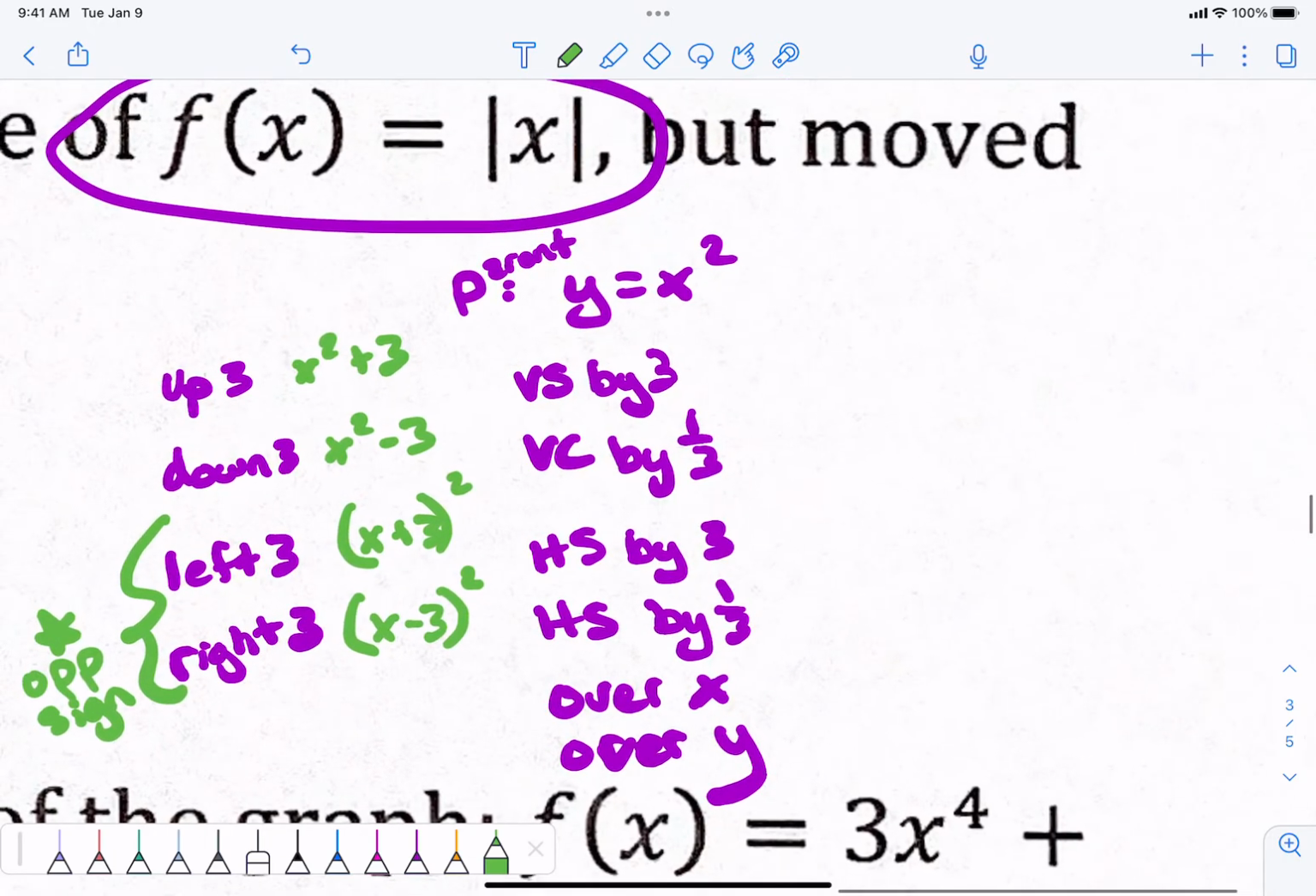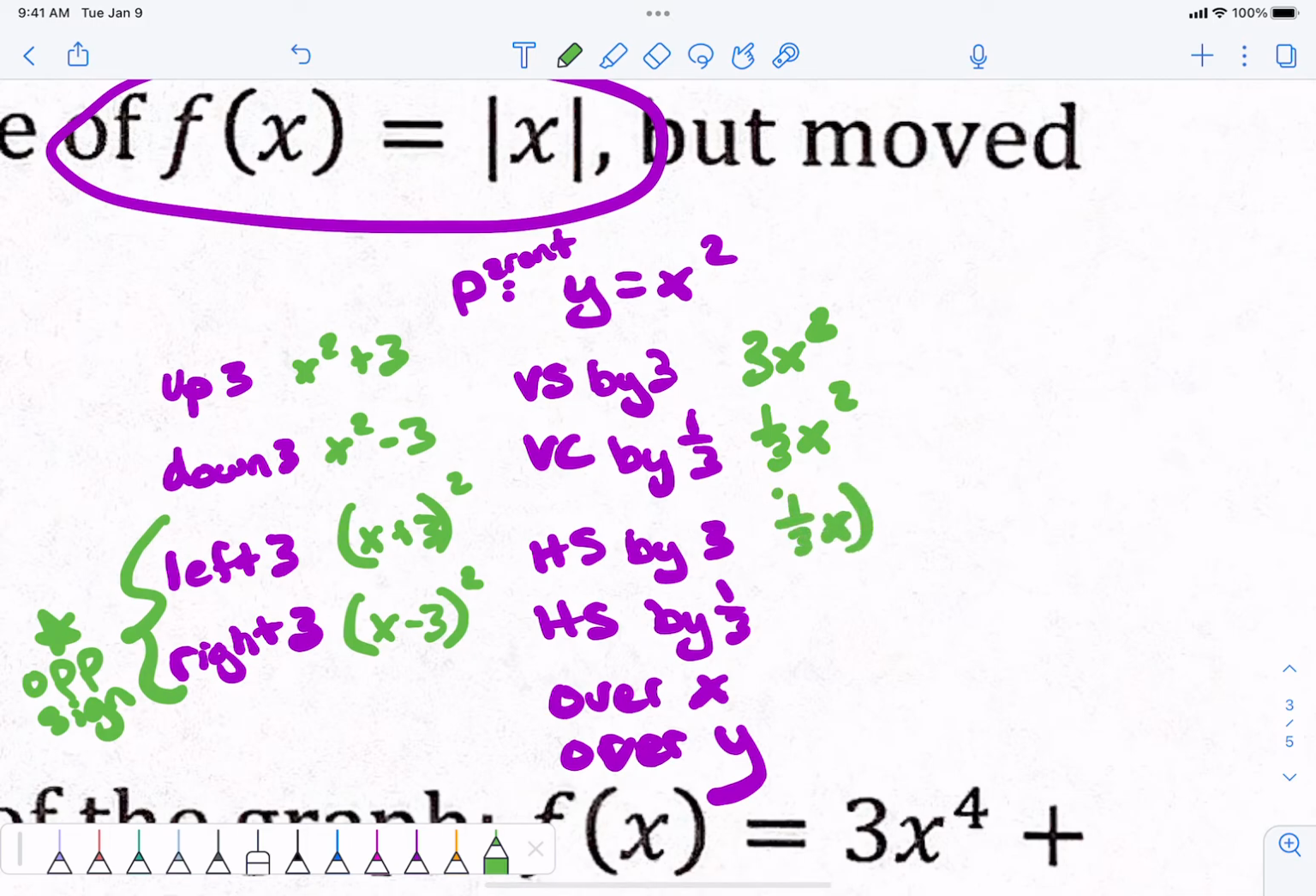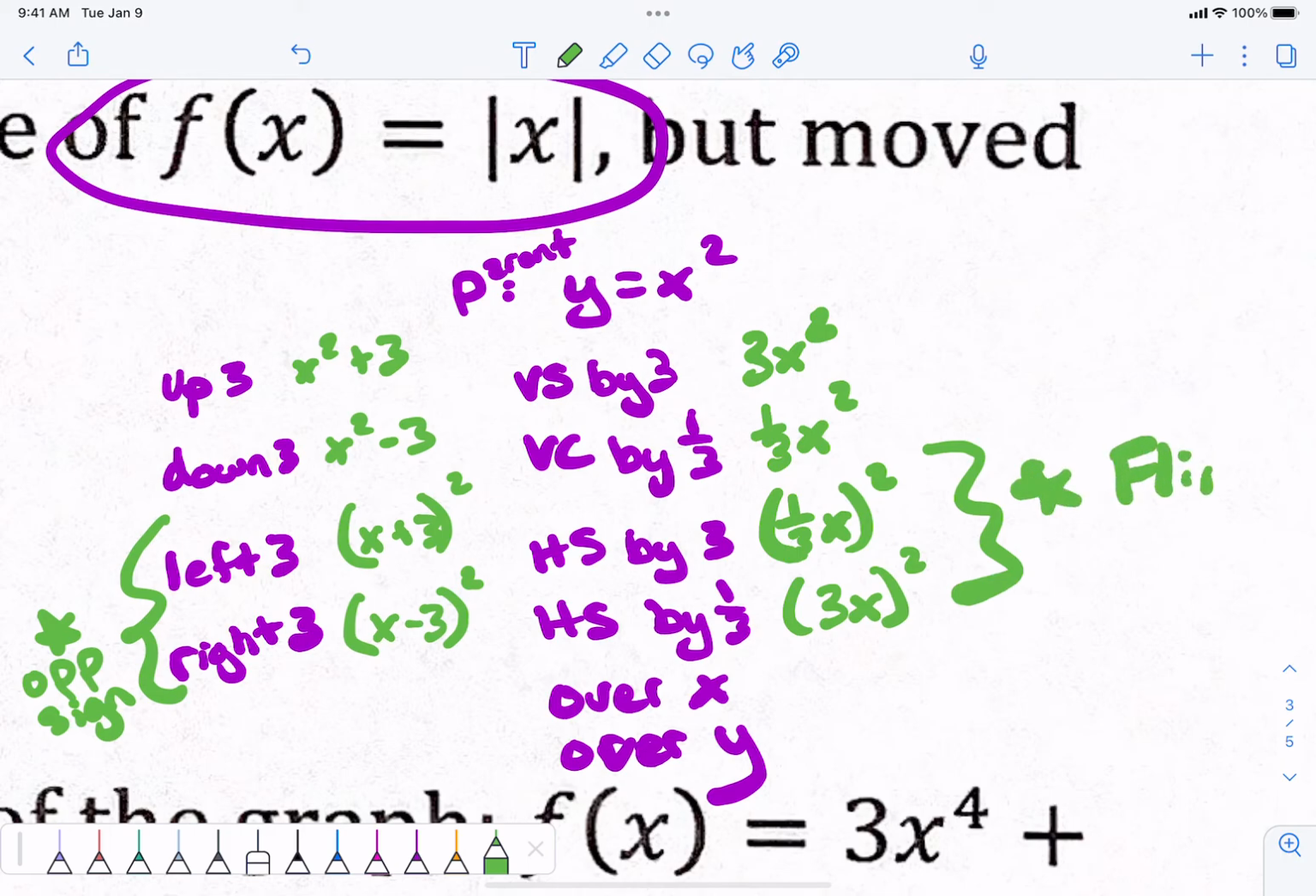Vertical stretch by 3: 3x squared. Vertical compression: 1/3 x squared. Horizontal stretch by 3: 1/3 x in parentheses squared. Horizontal compression by 1/3 is 3x in parentheses squared. I'm going to put a little star by this one that says flip, because you have to flip the fraction.